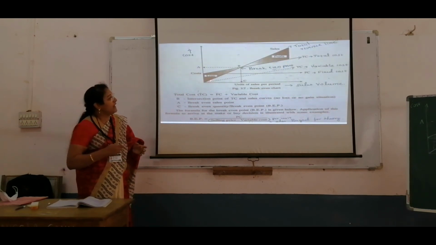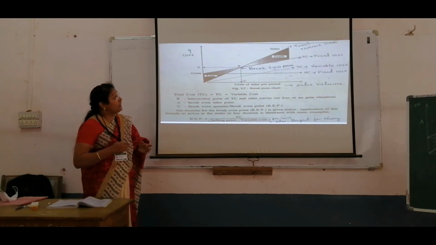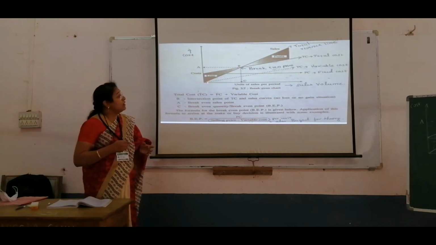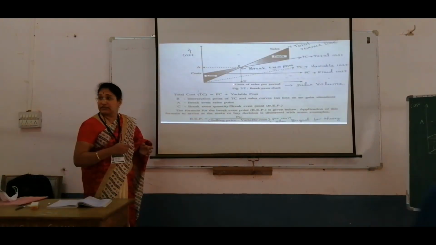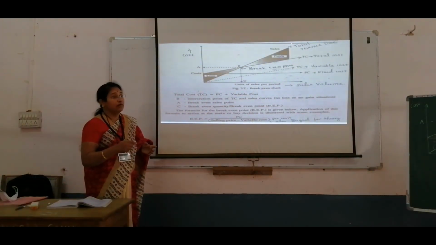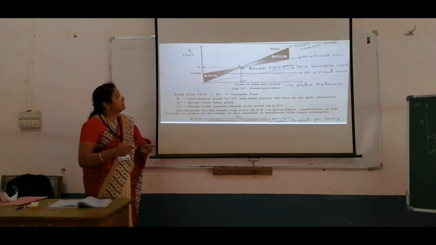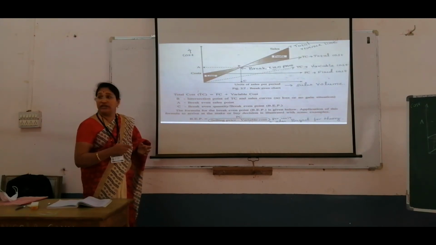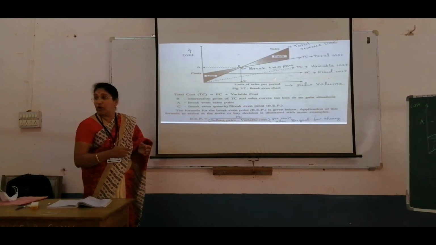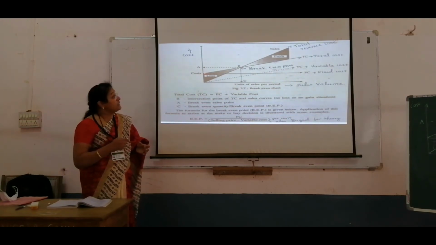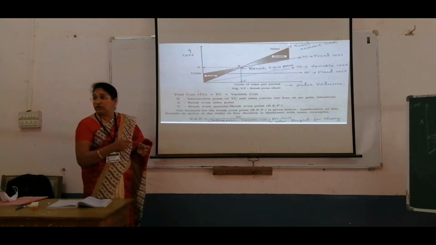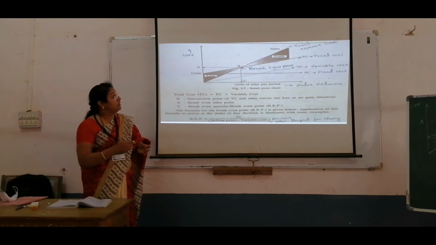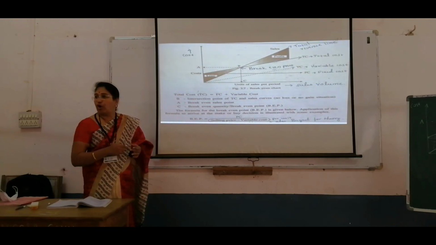Okay. Initially you can see that total revenue is less when the quantity of production is less. Then it is increasing like this. Similarly, total cost also varies according to the production quantity. And you can see that these two lines are crossing or intersecting at a certain point. Here, at point B, they are intersecting. That point is called as the break-even point.